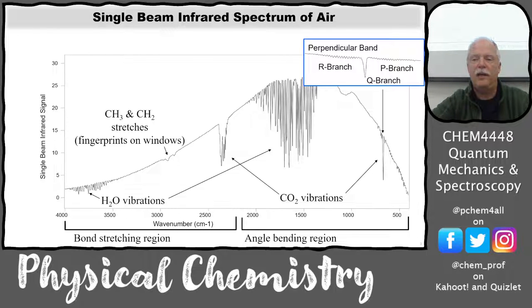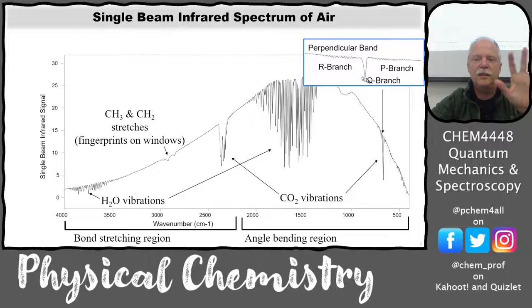Up here we have this perpendicular band for CO2, where the vibration is perpendicular to the symmetry axis. If my head is the carbon and my hands are the oxygens, it's this bending motion here, and it's also the bending motion forward and backwards. If you combine those two, you get a pseudo-rotation. The molecule doesn't rotate around the z-axis, but it can have this pseudo-rotation, which is really two vibrations coupled together. And that allows us to have a Q-branch.